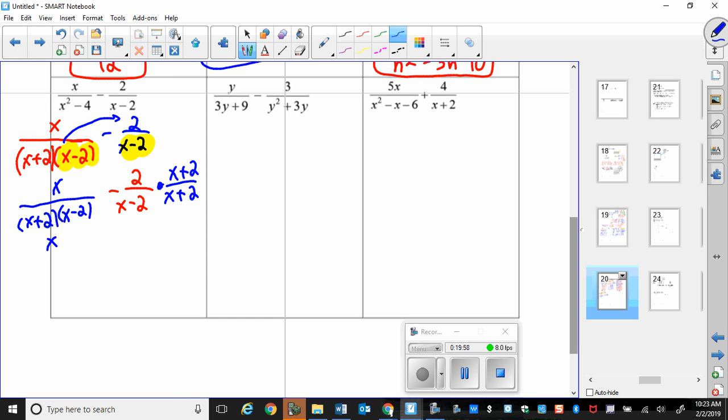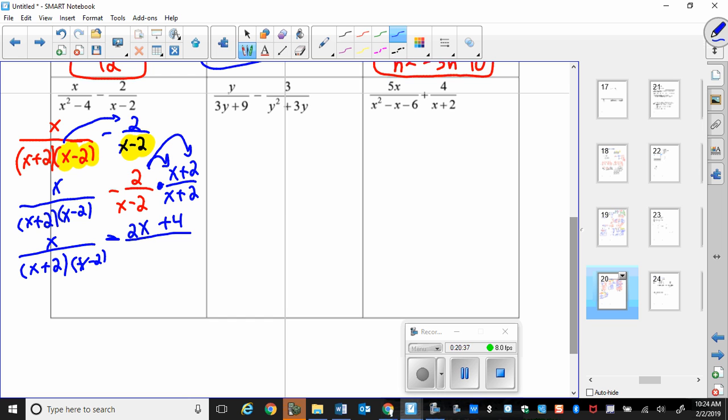That leaves me with x over x plus 2 times x minus 2. And on the right, I have to distribute, so negative 2x, make this a negative here. Negatives in front of the line going through. And 2 times 2 is positive 4. So you be careful not to distribute that negative yet until you combine the denominators.